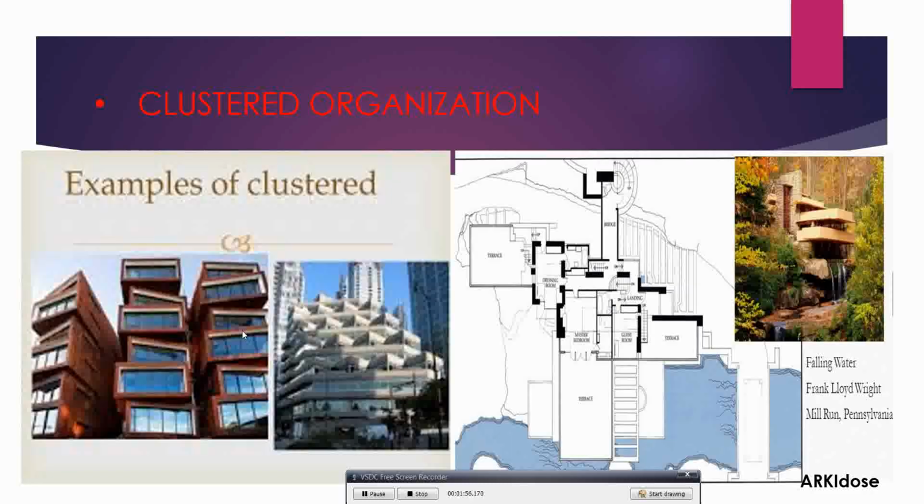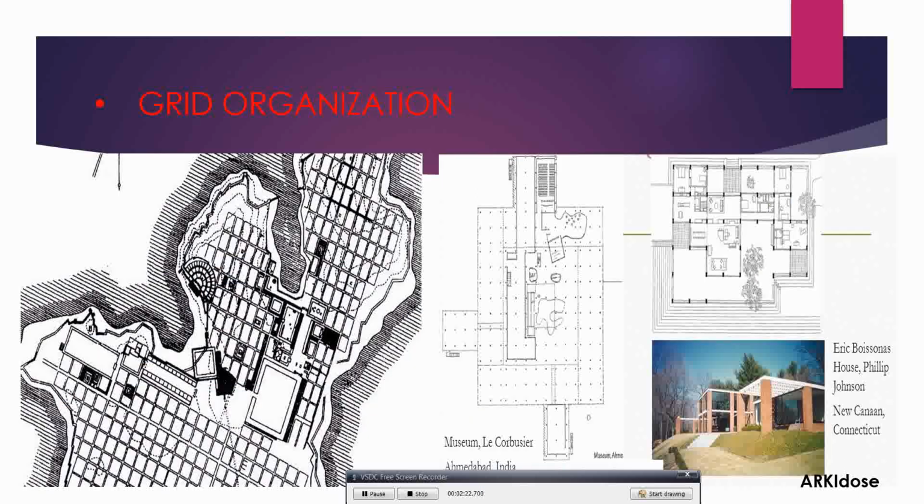So, clustered organization, ito yung collection of forms grouped together by proximity or the sharing of a common visual trait. For example, is the Falling Water of Frank Lloyd Wright, and some buildings na mukha siyang modular. The next one is the grid organization. A set of modular forms related and regulated by a three-dimensional grid.